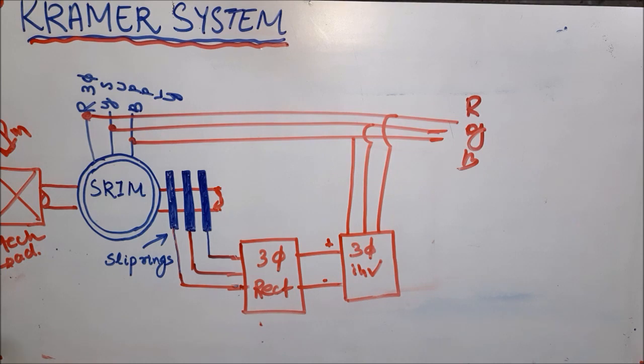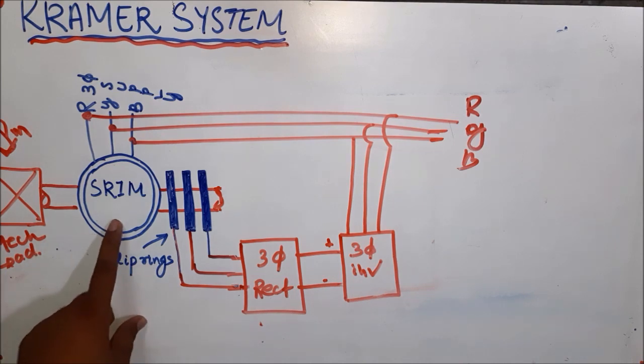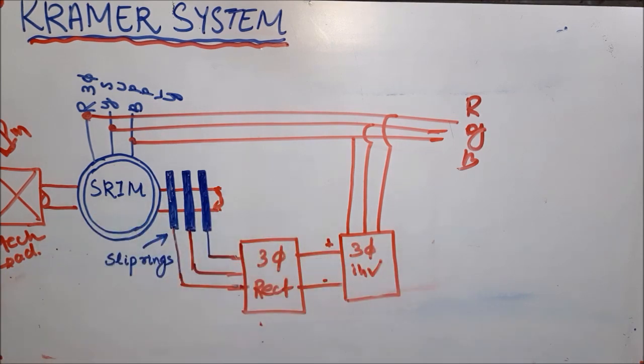Here we can see, except for the slip ring induction motor, we are not using any other motor or generator setup. So this is all about the Cramer system. In the next lecture we will study the Scherbius system.